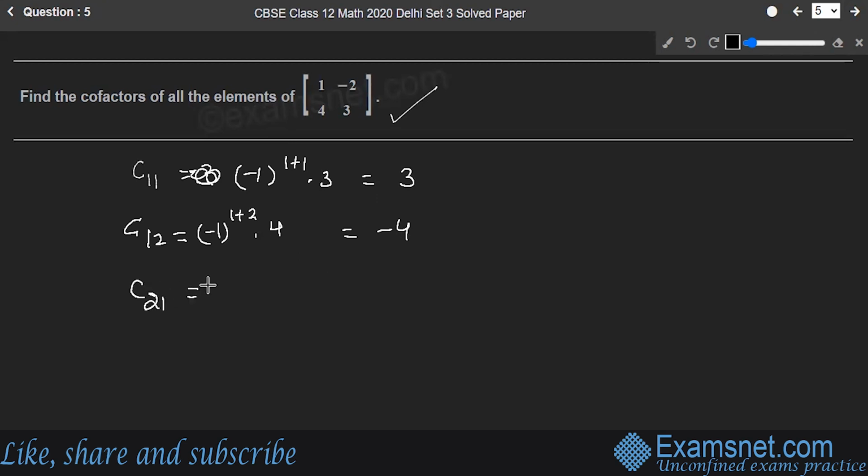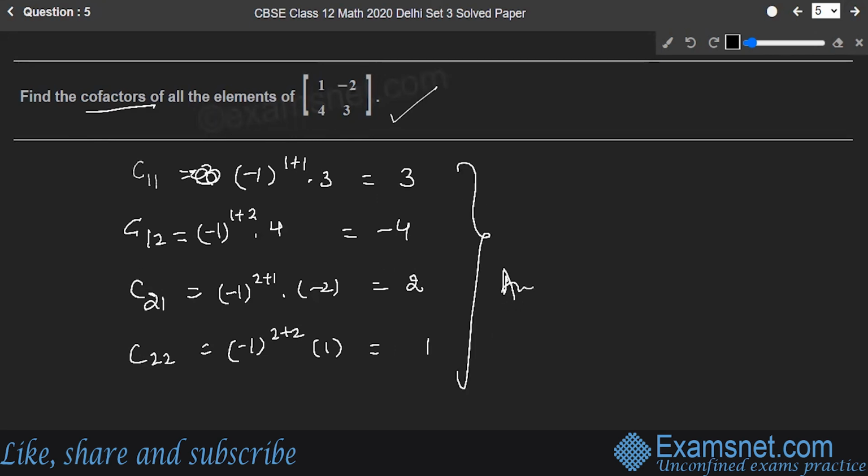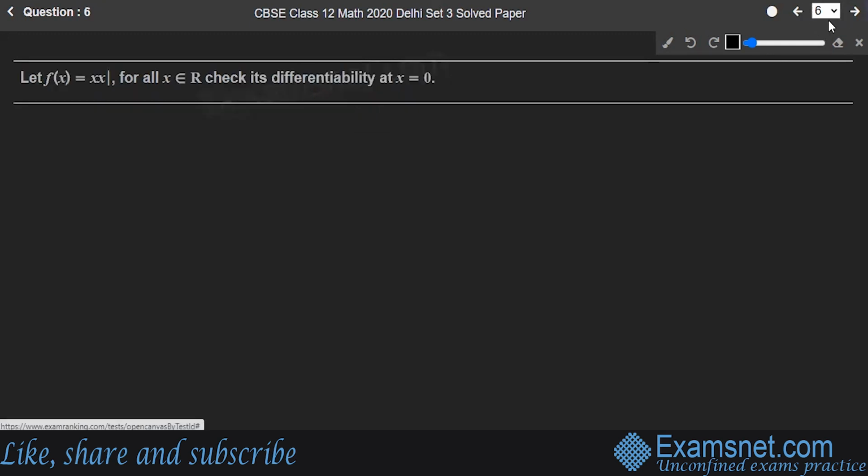Now I'm having second row, first column. This is equal to minus 2, so minus 1 raised to power 2 plus 1 into minus 2. This is equal to 2. Second row, second column is minus 1 raised to power 2 plus 2, so this is equal to 1. So we found all the cofactors. This is all we needed in the question. These are the four cofactors and the answer to our question. Hope you got that. Next is question number 6.